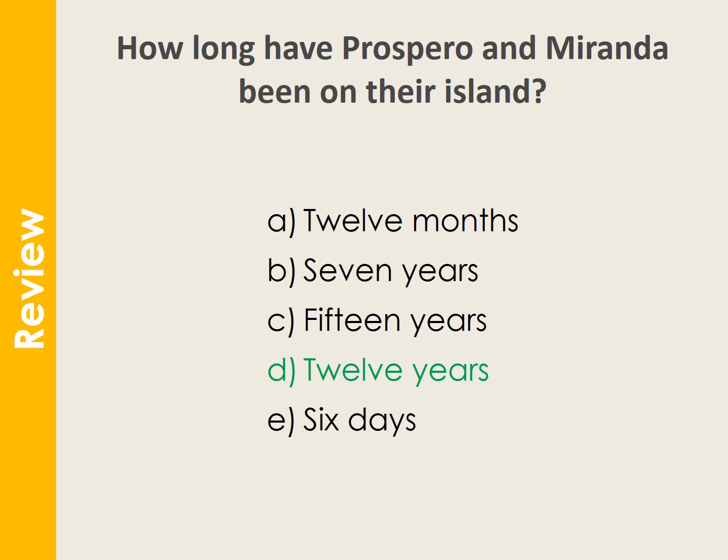Okay, hopefully you got this one correct. Well done if you have. It is 12 years. So they have been on the island, Prospero and Miranda, for 12 long, very long years. So well done if you got that one correct.